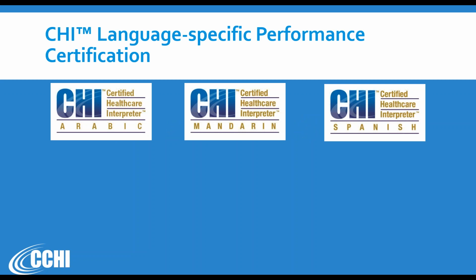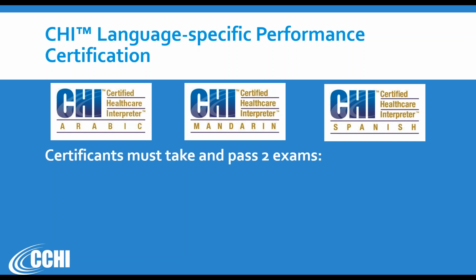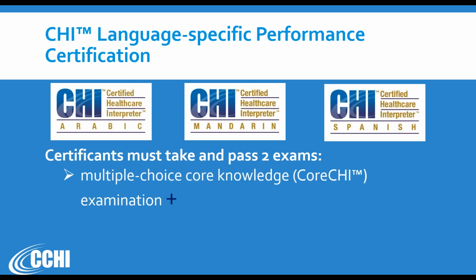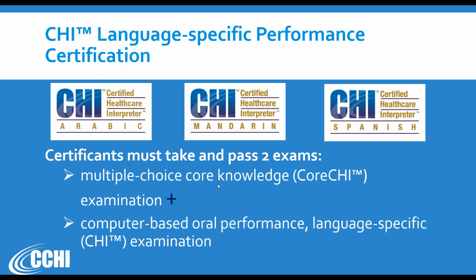As I mentioned, it exists in 3 languages, Arabic, Mandarin, and Spanish, and interpreters of these 3 languages need to take 2 exams. First, they need to pass the core CCHI exam. That's a requirement for everybody. And that exam, the core CCHI exam, is accredited as a standalone certification for all languages except these 3. And then these individuals need to take the oral performance exam in their language specifically.